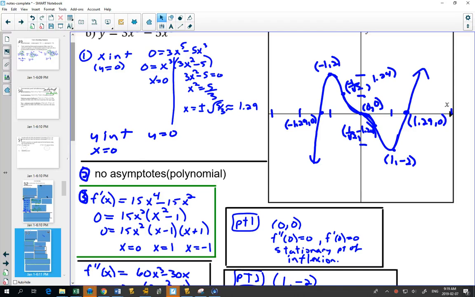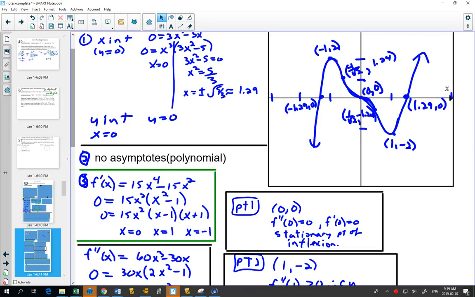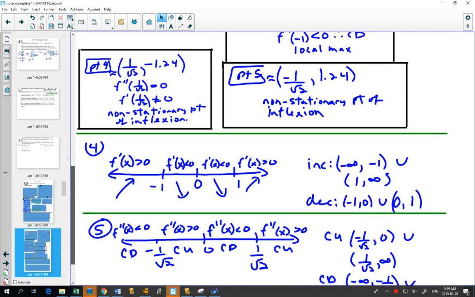Can you explain how you found the stationary point of inflection? Okay. The easiest way to find it is from your sign diagram. As soon as your first derivative is 0, and it doesn't change from increasing to decreasing, that makes it a stationary point of inflection. For me, that's the easiest way to describe it.